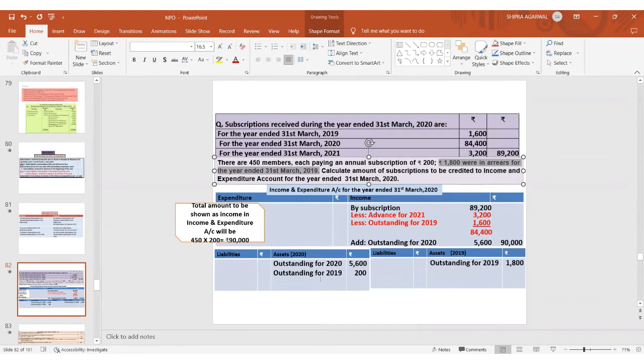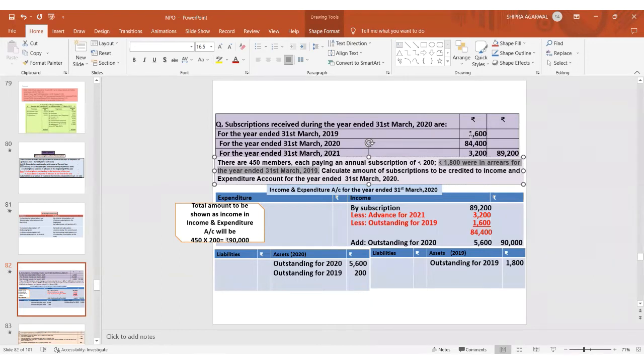But if I'm talking about the closing balance sheet, you can see that outstanding for the current year is 5600. Why? Because your total amount due for the current year is 90,000, out of which you have received 84,400. So that means 5600 is outstanding. And still you can see that the total amount outstanding at the beginning of the year was 1800, and you have received only 1600 in the current year. So that means 200 is still outstanding for the previous year.